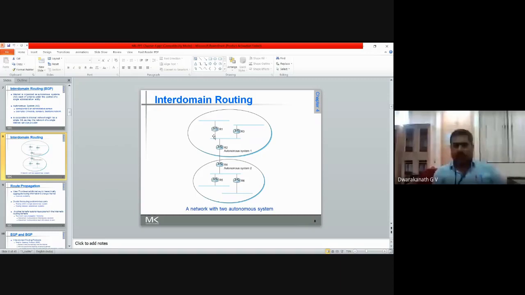We know that already. Now coming to this entire autonomous system, how many routers are there, and their interconnections, will be taken into consideration. Any network with two autonomous systems will be taken; take another one, autonomous system 2. Now here R4, R5 and R6 are there. Now imagine how routing will be done here.